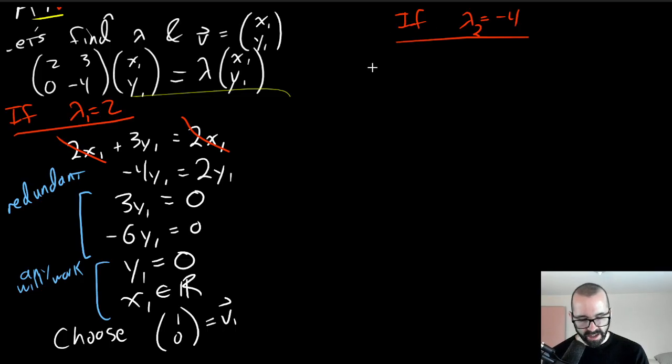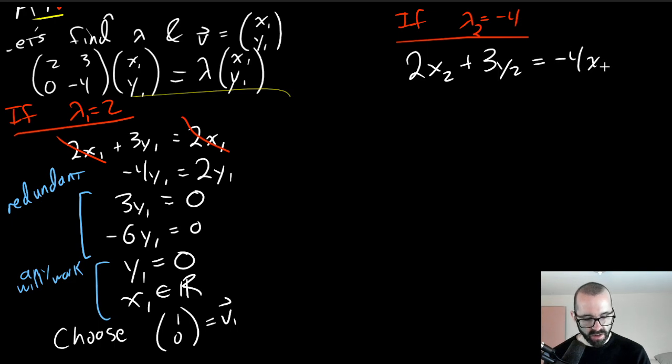So we plug that in again. The left-hand side is going to be the same. We still need to, let's call it x2 now. You don't have to, but let's do that. Plus 3y2 needs to equal now -4 x2. And then again, -4 y2 needs to equal -4 y2. Oh, interesting.